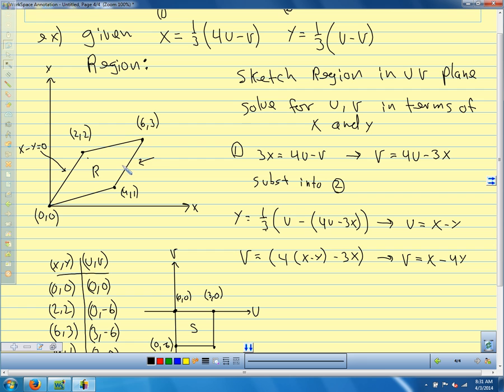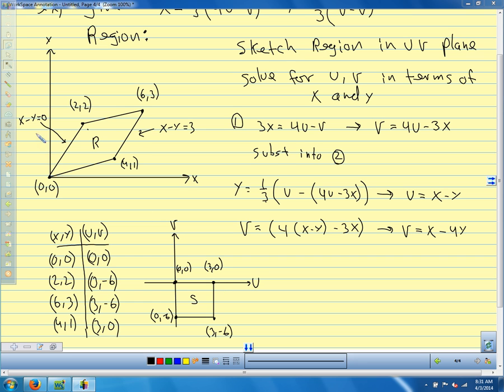The equation for this line, I can solve by finding the slope and using point slope form. I can write the equation of this line as x minus y equals 3. Well, we made the substitution u equals x minus y. My region is x minus y goes from 0 to 3. U goes from 0 to 3. X minus y equals 0 to x minus y equals 3. If I find the equation of this boundary, I get the equation is x minus 4y equals 0. The equation of this boundary is x minus 4y equals negative 6. V is x minus 4y. V goes from 0 to negative 6.